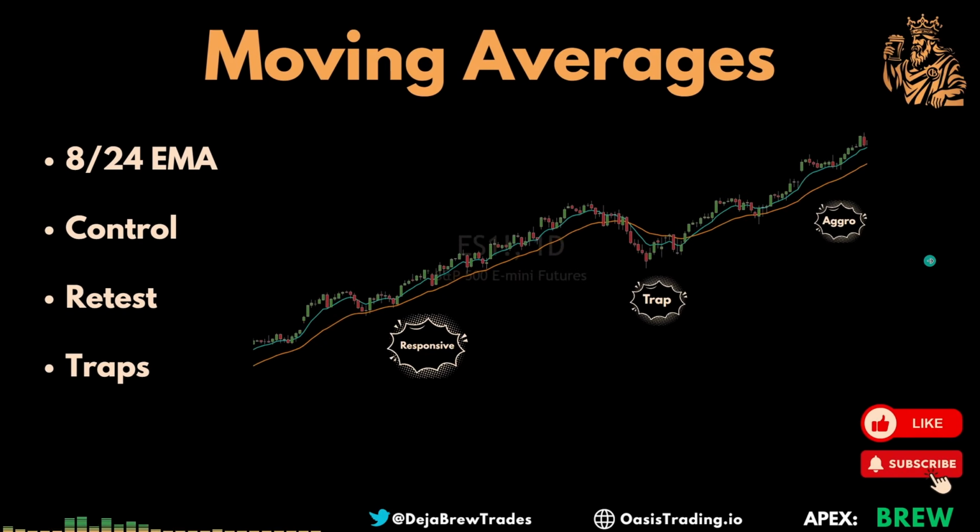So starting off with moving averages, what are we going to talk about today? We're going to talk about the 8 and 24 technique. If you have not seen my 8 and 24 video, I will put it on the screen here in a second. You can check that out. But basically, what I am talking about with that 8 and 24 technique is the difference between aggressive traders being in control and responsive traders being in control.